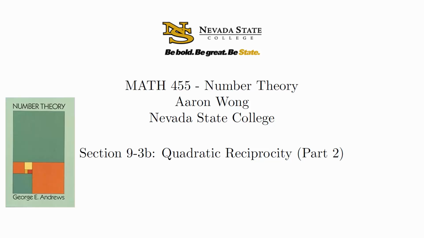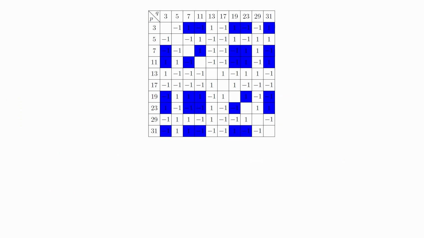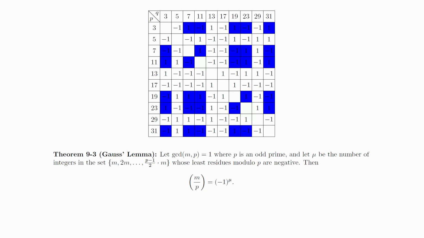In the previous video, we discovered the law of quadratic reciprocity by looking at the nearly symmetric table of Legendre symbols (q on p), where p and q are prime. Specifically, we saw that a pattern arose if we focused on where the symmetry was broken. Then we proved Gauss's lemma. Gauss's lemma is an important stepping stone for the proof of quadratic reciprocity presented in the book.